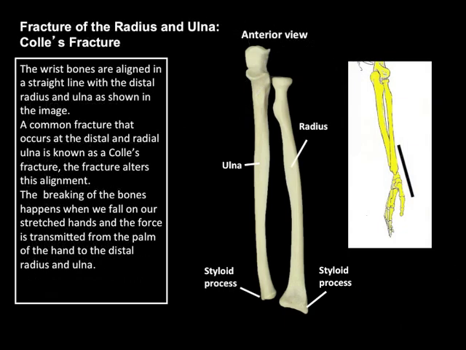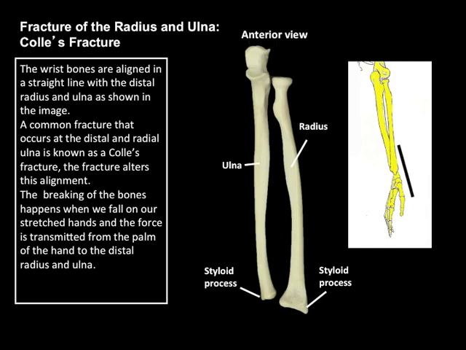Before moving on to the bones of the hand, let me describe a common fracture of the forearm bones. The wrist bones are aligned in a straight line with the distal radius and ulna as shown in the image. A common fracture that occurs at the distal radius and ulna is known as a Colles fracture. The fracture alters this alignment.